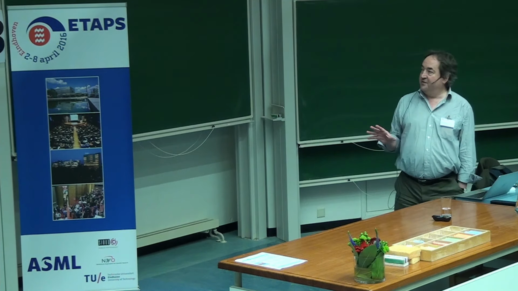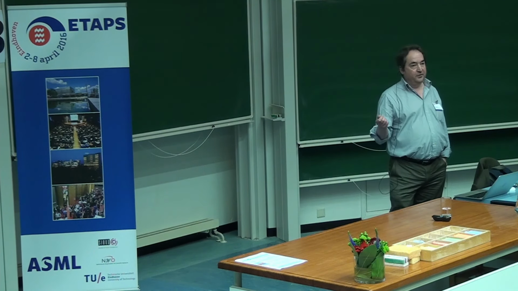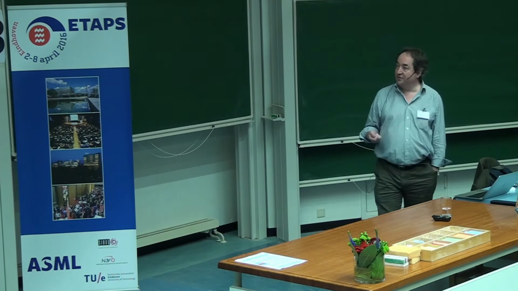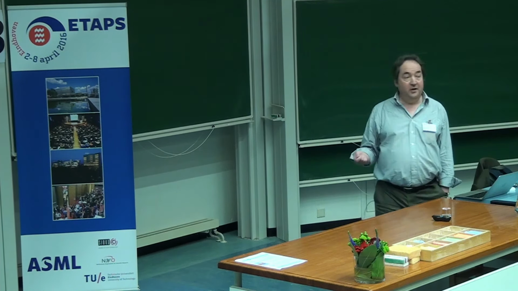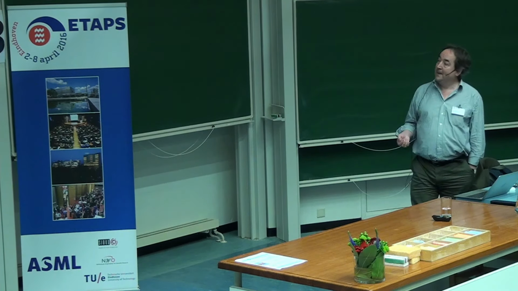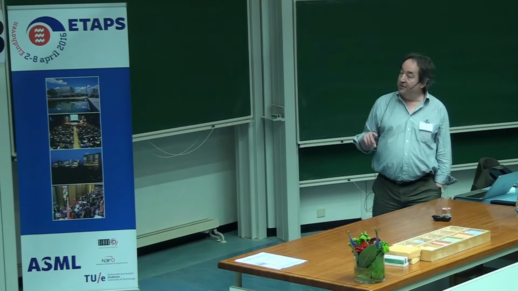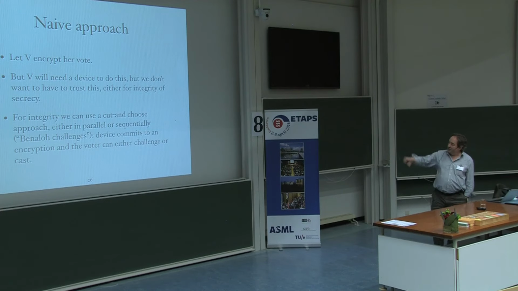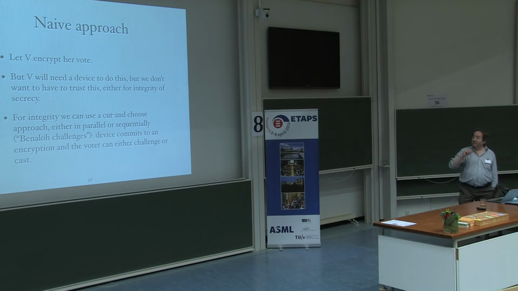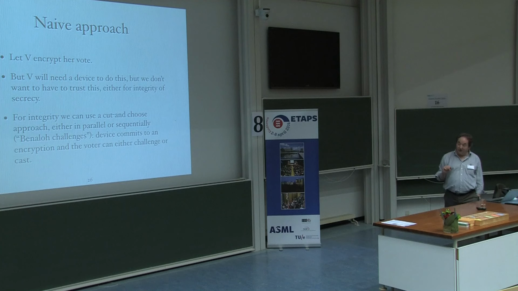But clearly, if just stated like that, this is very naive, because again we get into this issue: how do we know that the device or the app that does this encryption does it correctly? It might substitute a different candidate, produce a ciphertext, and how does the voter tell the difference? So we'll come on to how we try and deal with that in a minute. The typical way we try to deal with this has now come under the name of Benaloh challenges.